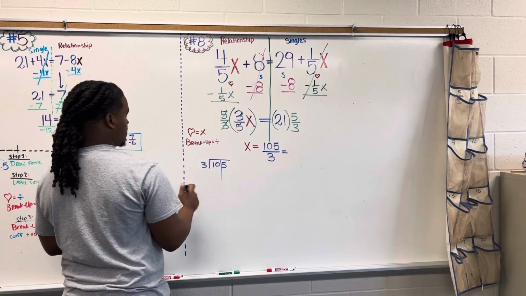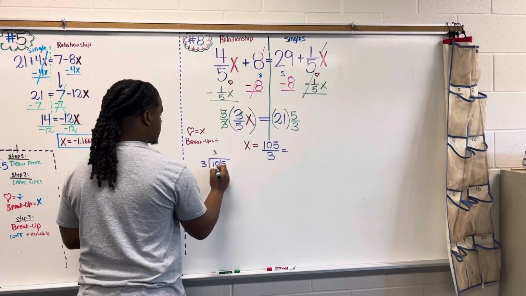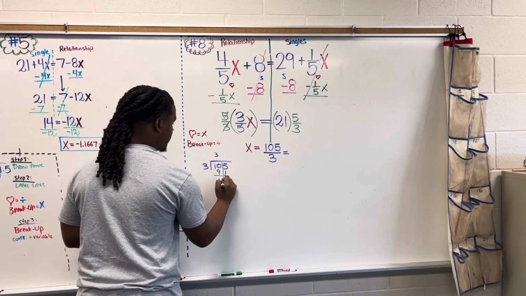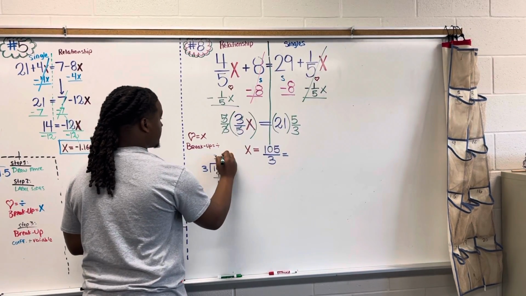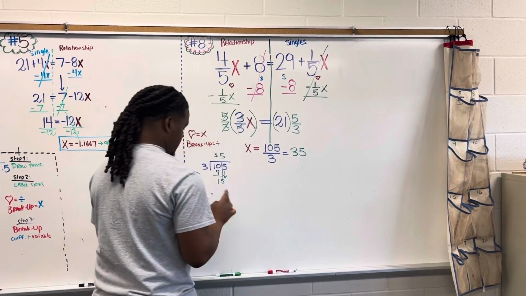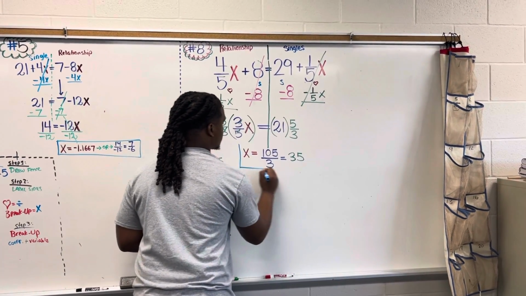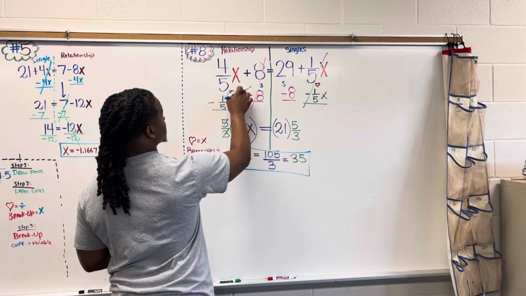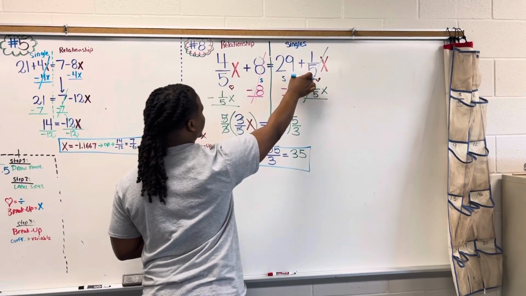3 goes into 10 3 times. 3 times 3 is 9. I have a remainder of 1. I'll bring down the 5. 3 goes into 15 5 times. So it actually equals 35. So in this particular case, X equals 35. And if we were to plug in 35 as X, this side would equal that side.